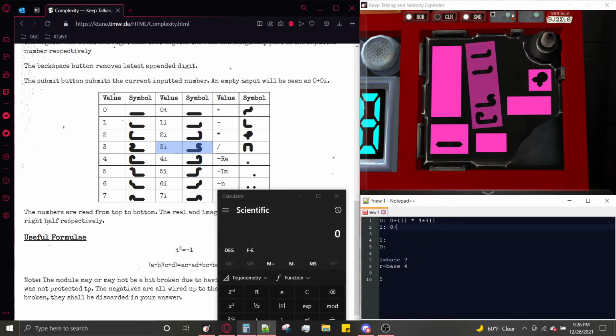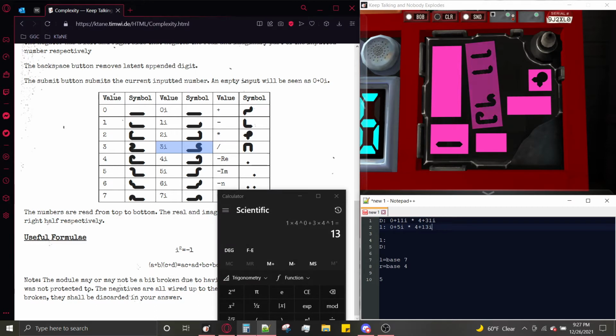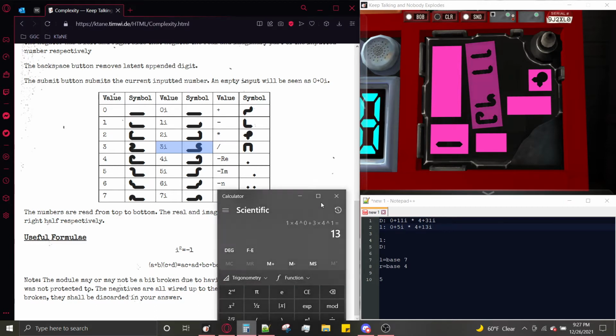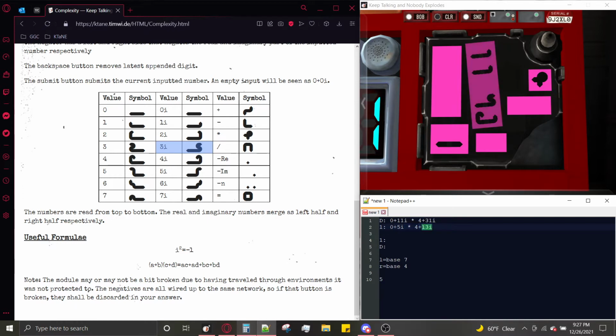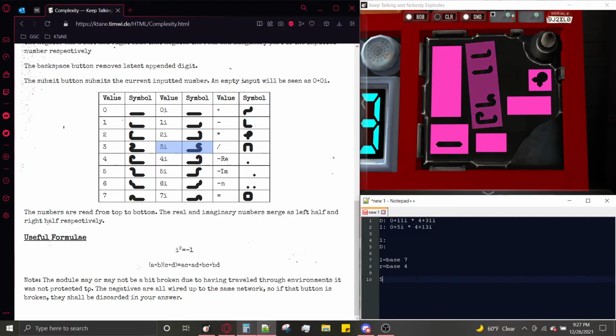So this is 0 plus 5i multiplied by 4 plus, we have 1 times 4 to the 0 plus 3 times 4 to the 1, which gives us 13. So this is 4 plus 13i. So we're going to take the result of whatever this is. Now, if you just put this in the text field calculator, it's going to give you the result. But this is lame. So let's tell you how to actually do this the normal way.